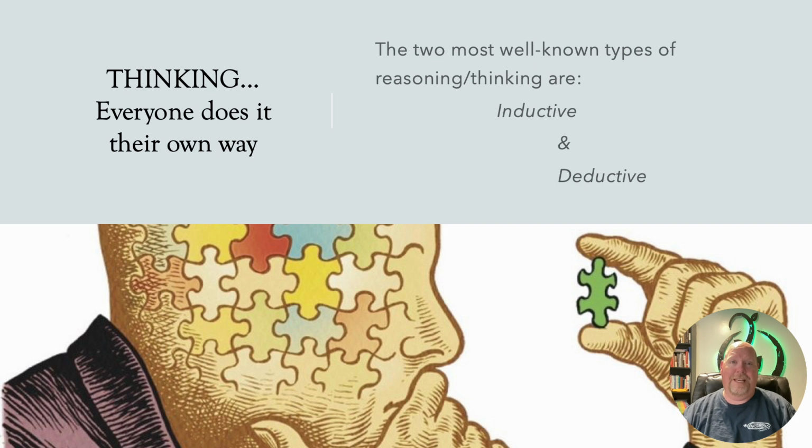So it turns out that thinking is kind of an individualized sport, meaning that everyone does it their own way. The two most well-known types of reasoning or thinking are inductive and deductive. Inductive thinking moves from specific observations and data to general conclusions or principles. Deductive thinking starts with general statements or ideas and works its way down to specific conclusions. Neither method is necessarily better than the other, and in reality, reasoning is more of a meandering path than a straight line.